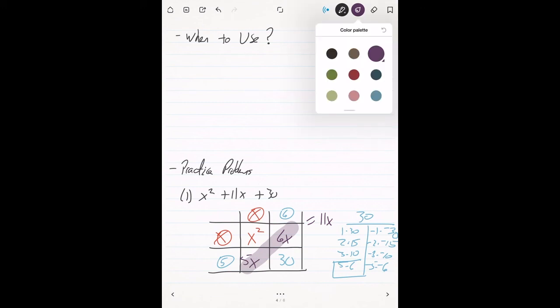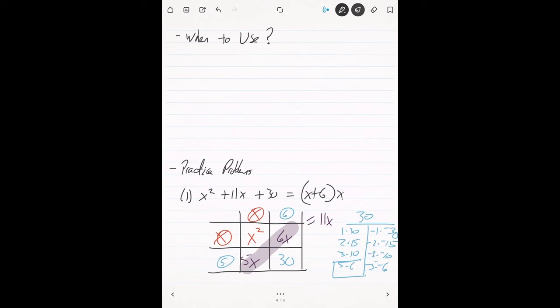So our final answer, our factors for x squared plus 11x plus 30 are going to be an x plus 6 and an x plus 5. We've gone through and we've shown that these multiply to give us the terms that we want and add to give us the value that we want.